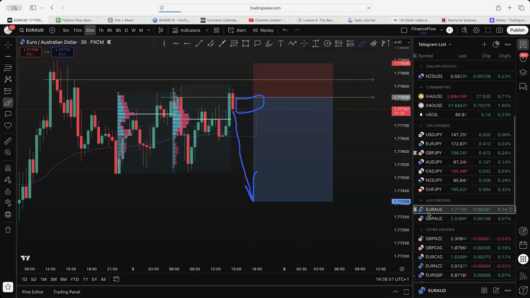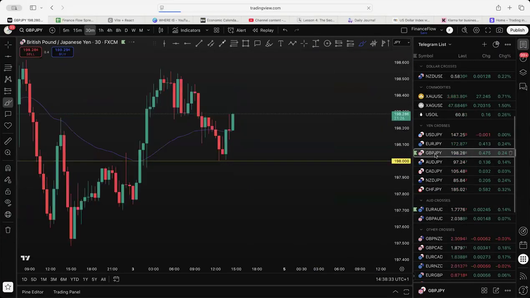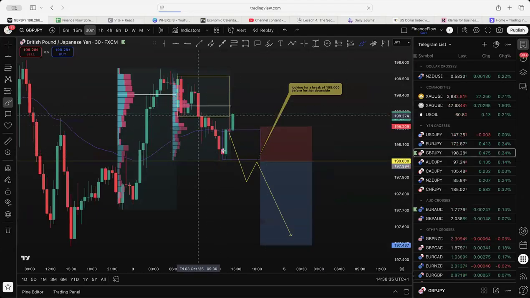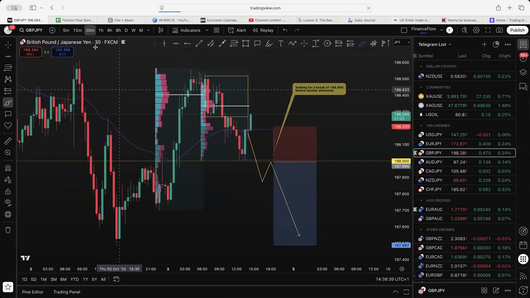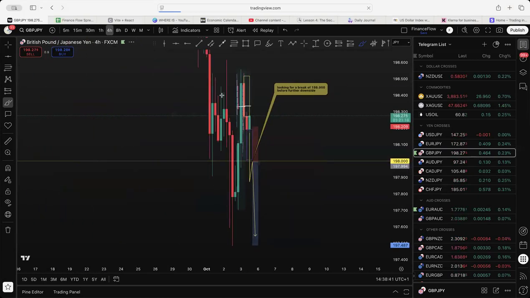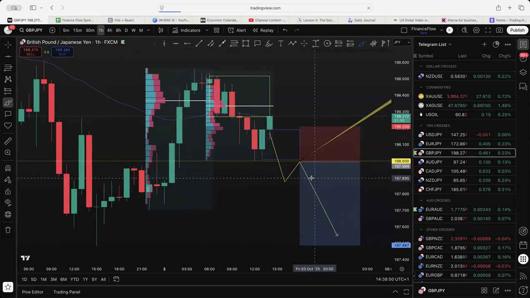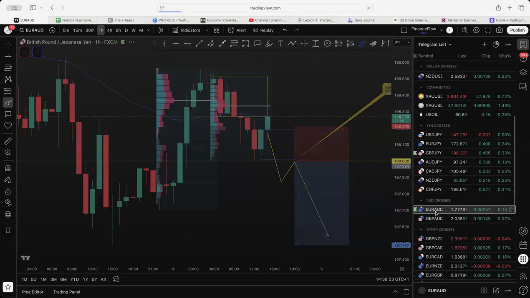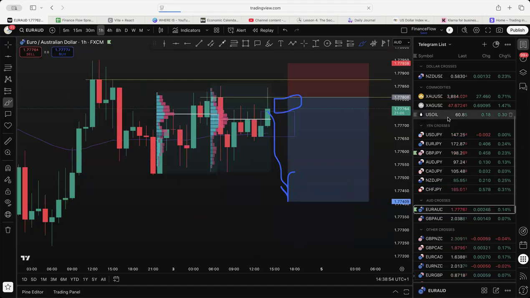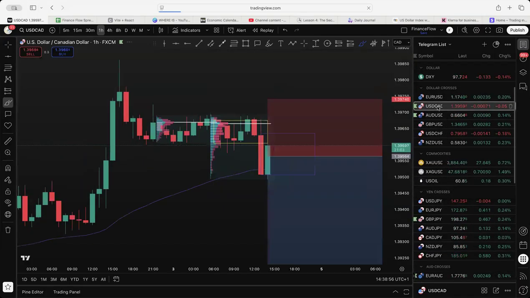There we go. So AUD, GBP JPY, which has gone the complete opposite direction. So not really looking for that one at all. Don't like it. Look, we've had two big rejections from here. So that's going to write that one off the table. So yeah, EUR AUD, let's wait and see. And obviously USD CAD as well. Let's wait and see on that one.